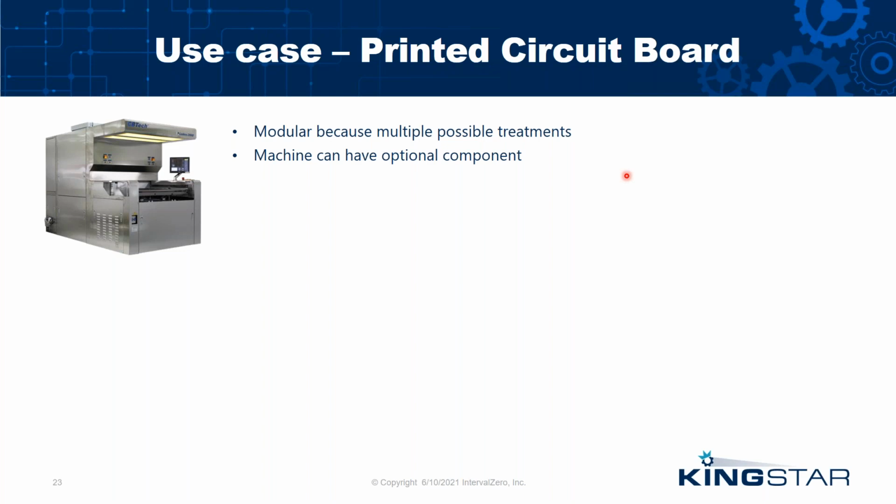This machine has to be designed as modular because there is a wide range of possible treatments, such as exposure units. And then you will have different types of boards where you can have 1 layer, 2 layers, where you may need to flip the boards. And you will have some different types of inspection and testing to be performed at the end.